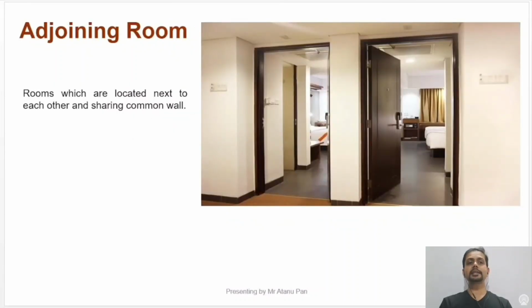The next is the adjoining room. This is very easy. A room which is located next to another and sharing a common wall. For example, mostly you have seen in your college or school, there are classrooms next to each other and they have a common wall. So rooms which are next to each other are called adjoining rooms. They have a common wall.